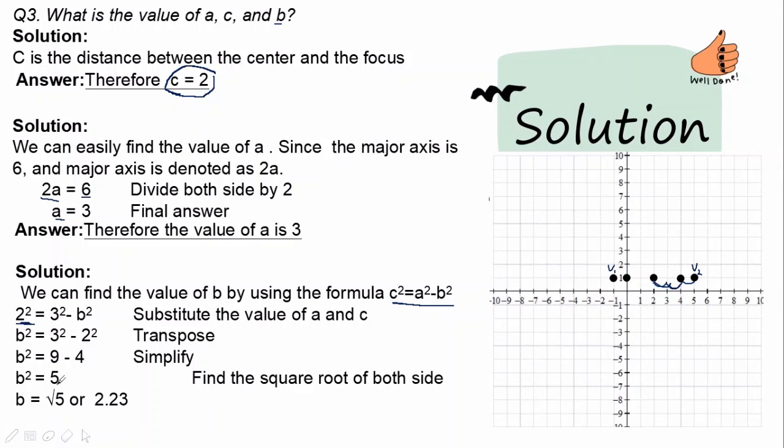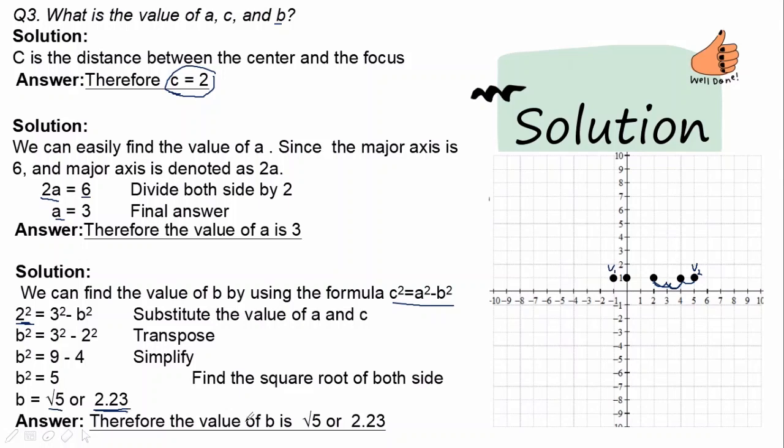Now, we need to find the value of b. For us to remove the square of our b here, we find the square root of both sides. So the square root of b square is b, and the square root of 5 is square root of 5. We can write it as square root of 5, or we can use our calculator to have the approximate value, which is 2.23. So therefore, the value of b is square root of 5, or 2.23.